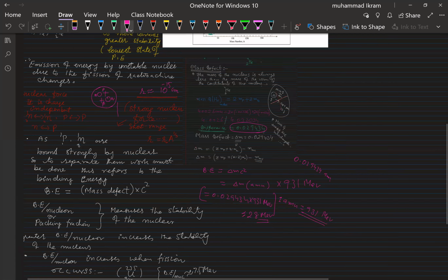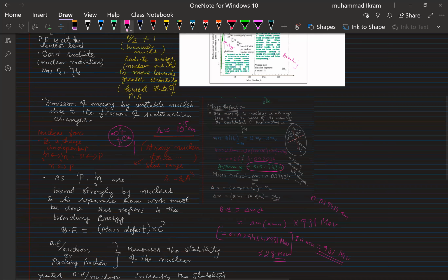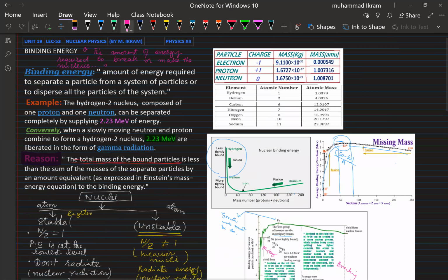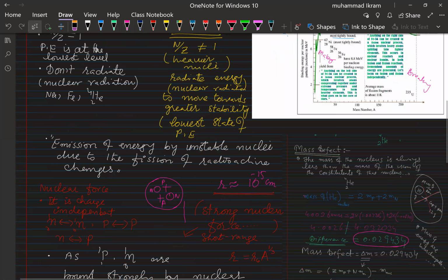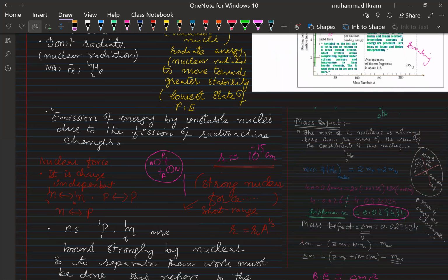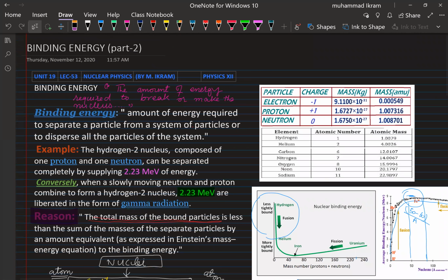So this is our lecture for today, and it is all about the binding energy, right? In summarized form, binding energy is in fact the amount of energy required to make or break the nucleus.